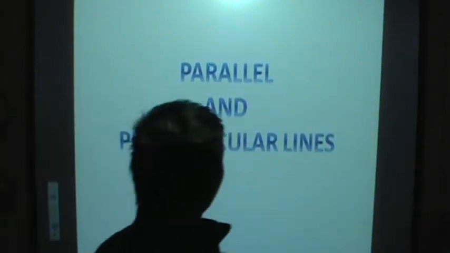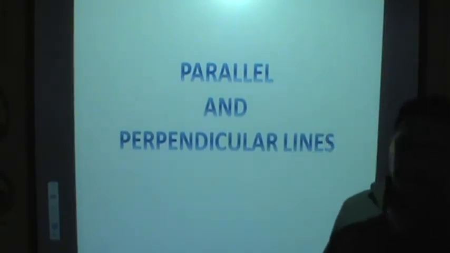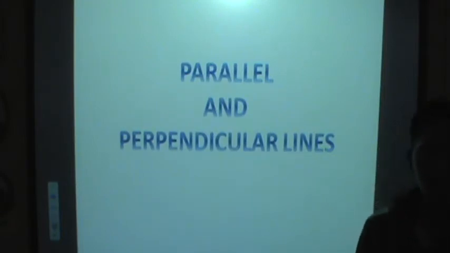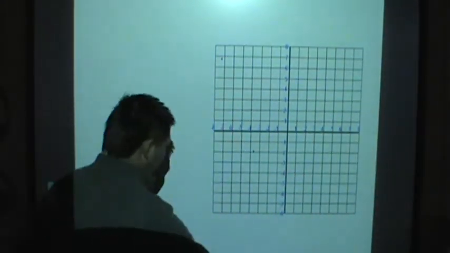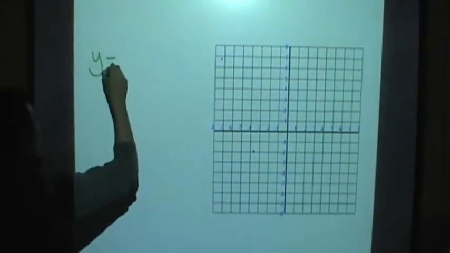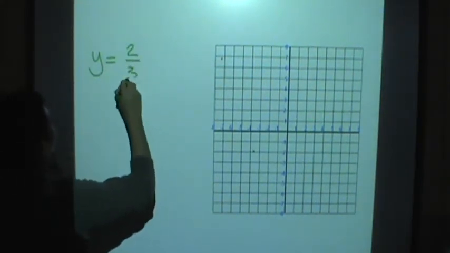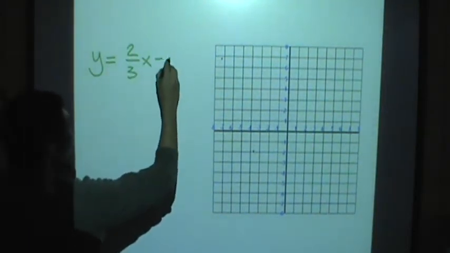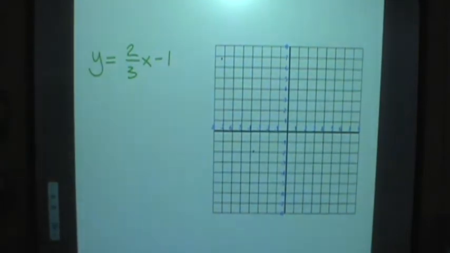Okay, now for parallel and perpendicular lines, as long as you learned, you mastered how to solve for slope, as long as you mastered how to solve for y equals mx plus b, as long as you know how to plug in, I think you should be fine. Okay, so for example, let's say we have y equals 2 over 3x minus 1. Okay, we learned how to graph this before.